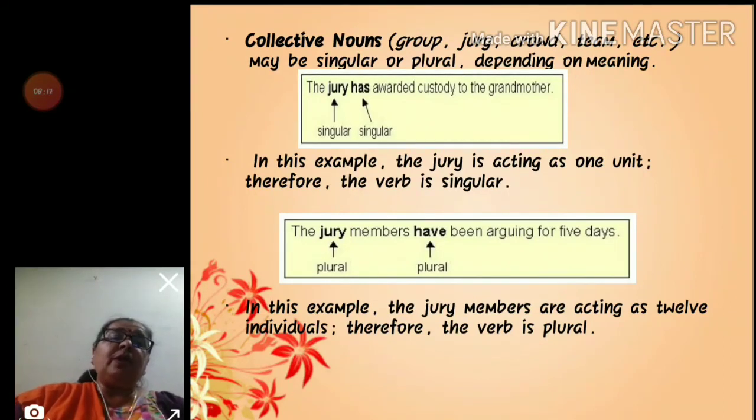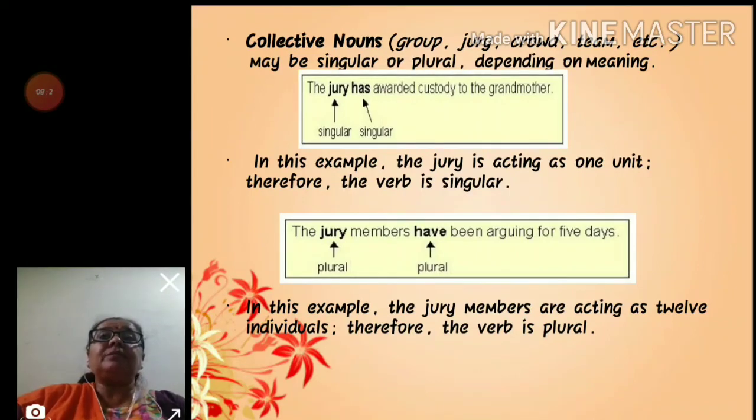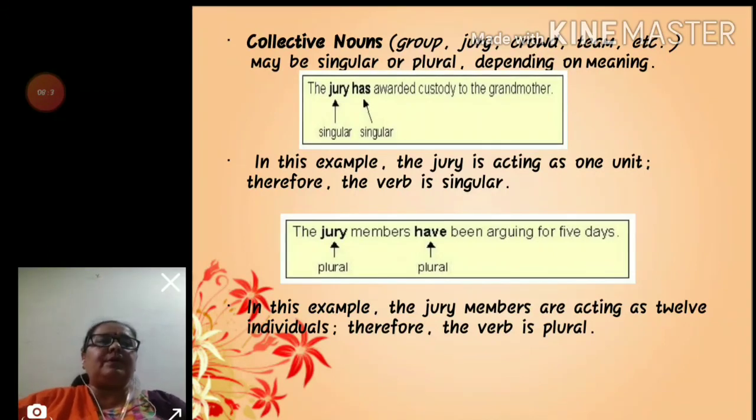Now when we come to collective nouns, like group, jury, crowd, team. The jury has awarded custody to the grandmother, where it is taken as singular because it is one unit. But when we write jury members, then it becomes plural, and that is why we take the plural verb.